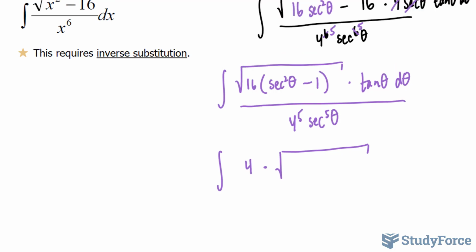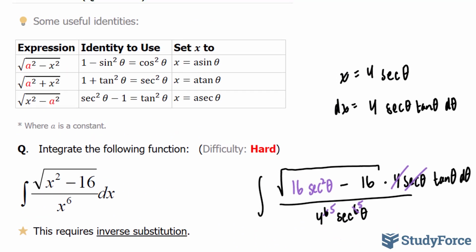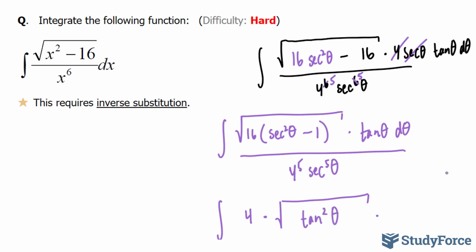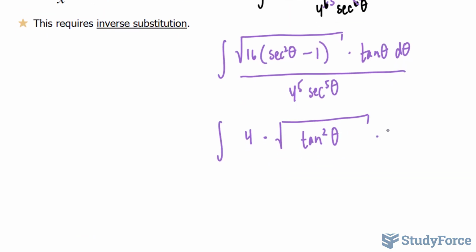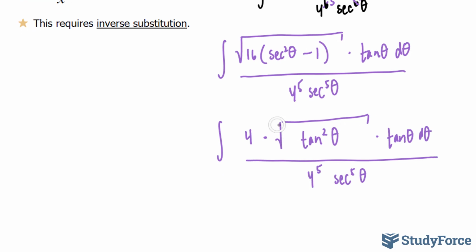Now one thing that I want you to be aware of is that when we followed this table, they told us what to set our x to, and they also told us the identity to use. Notice secant squared theta minus 1 is equal to tan squared theta. So let's use that instead. Times, now everything else stays the way it is. The next step is to apply the square root to the tan to the power of 2 theta. So instead of rewriting everything, I'm just going to erase this and replace it with simply tangent theta.